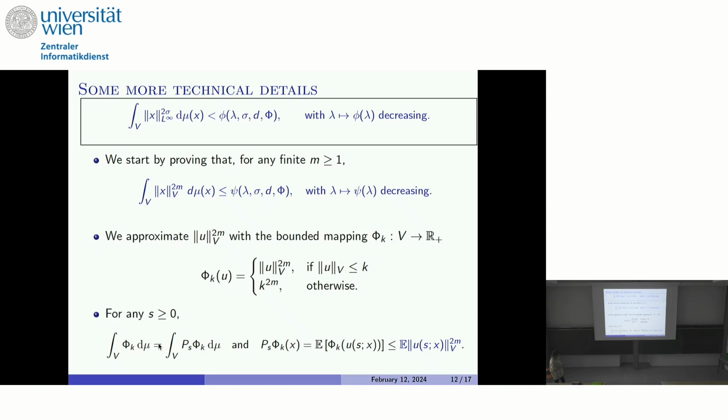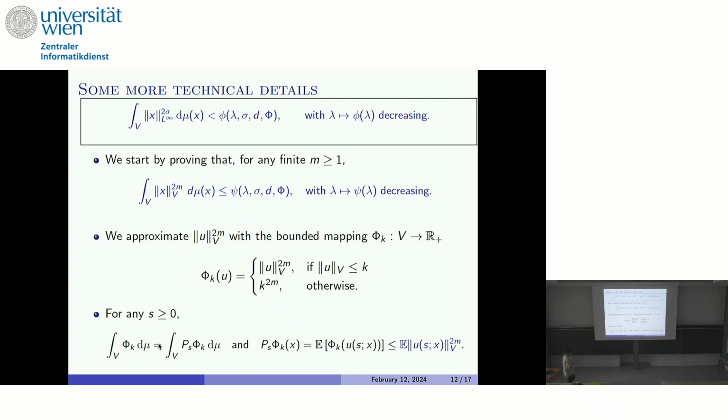And so we know that since this approximation p_k is bounded, then by the definition of the invariant measure, we have this equality here. And we know that P_s of p_k is nothing but the expected value of p_k of the solution process evaluated at time s starting from x. And by the definition of p_k, this is bounded exactly by the expected value of the solution process in the V norm. So we are reduced to obtaining bounds of this term here.